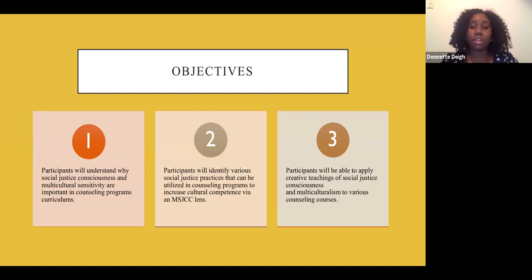The second objective, we want you all to identify various social justice practices that could be utilized in counseling programs to increase cultural competence through a multicultural lens. And we will introduce that a little bit later as well. And lastly, the most important part, right, why you guys are all here is for the resources. We want you all to be able to apply these creative teachings of social justice, consciousness, and multiculturalism, so that you can apply this in your courses and also in the field with your clients, community, whatever platforms you all use your counseling resources for, right?